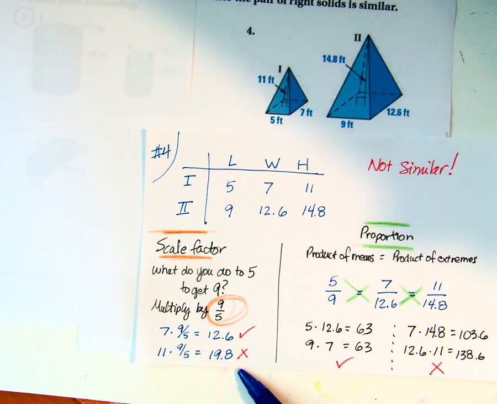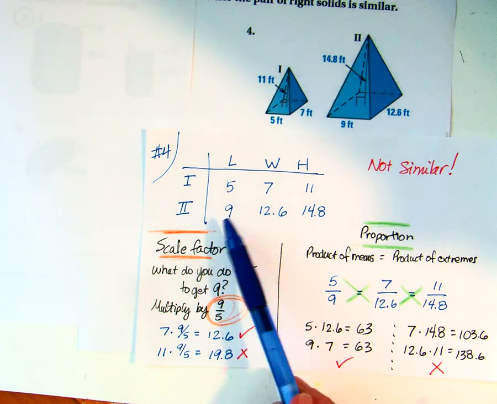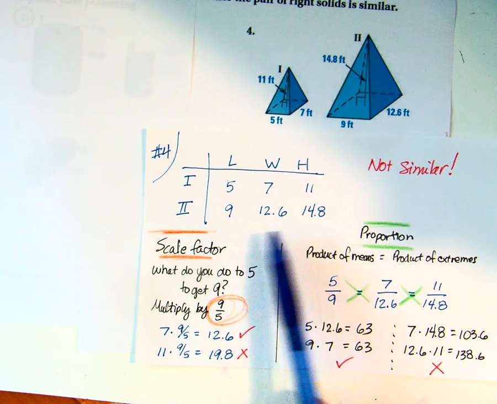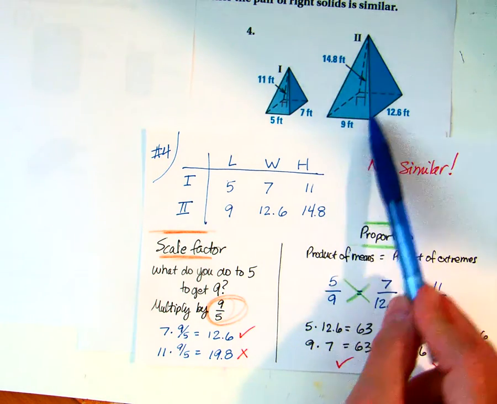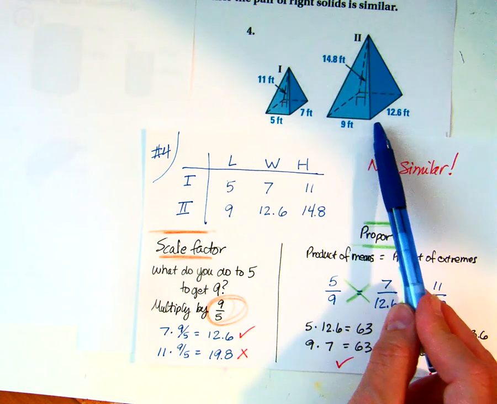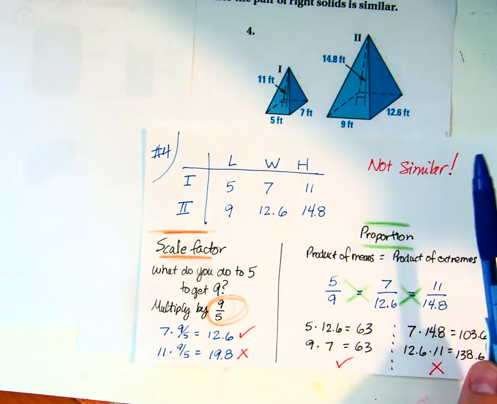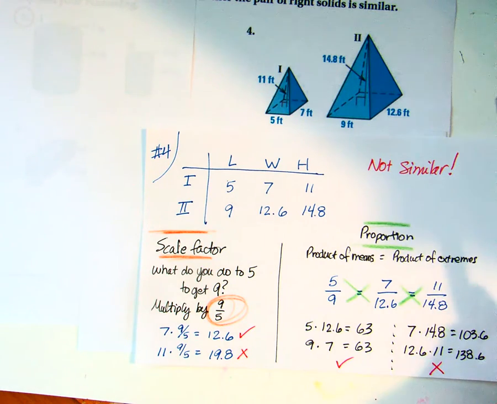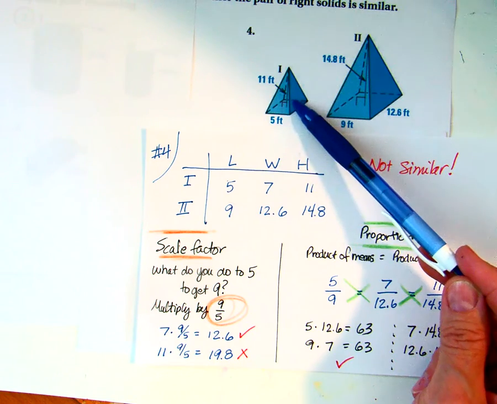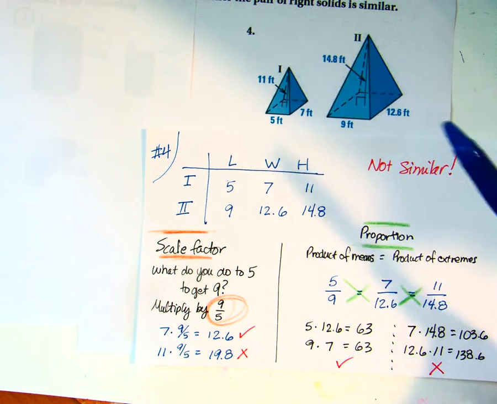And so I find that they're not proportional. Now, your tendency is going to be to say, oh, well, that worked, it's good. No, you've got to try it for each dimension. Notice that the length and the width were proportional. The base of the pyramids are similar, but the whole solid is not. This one is too squat. This one's taller and leaner, and this one's a little shorter and squat.